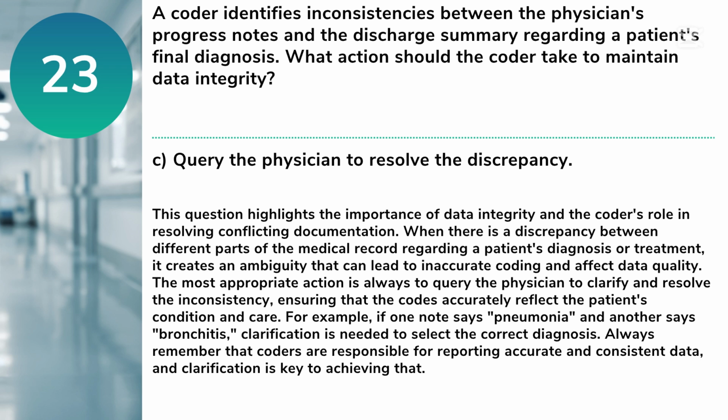The most appropriate action is always to query the physician to clarify and resolve the inconsistency, ensuring that the codes accurately reflect the patient's condition and care. For example, if one note says pneumonia and another says bronchitis, clarification is needed to select the correct diagnosis. Always remember that coders are responsible for reporting accurate and consistent data, and clarification is key to achieving that.